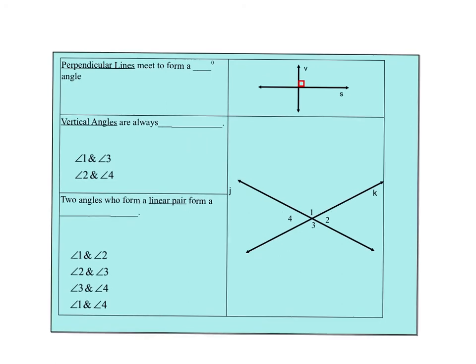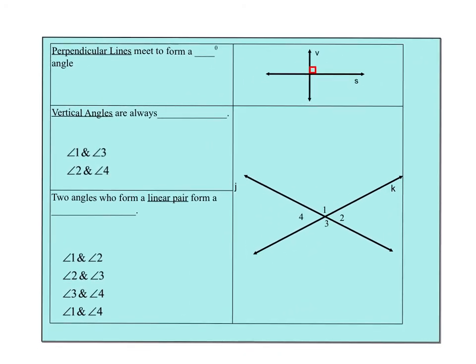So perpendicular lines. We've spoken a little bit about this before. This is something you've probably seen before. In order to be perpendicular, you have to be very specific. Perpendicular lines meet to form a 90-degree angle, often denoted by a little box like that. Vertical angles are kind of a review from I think 1.4 or 1.5. When you have the situation 1 and 3, 2 and 4, vertical angles are always going to be congruent.